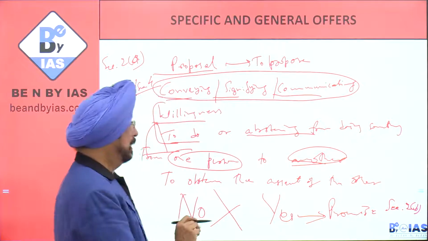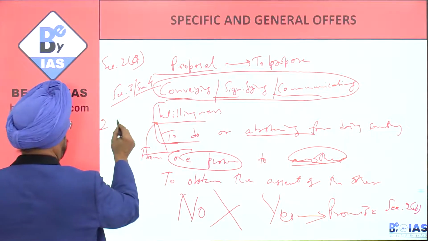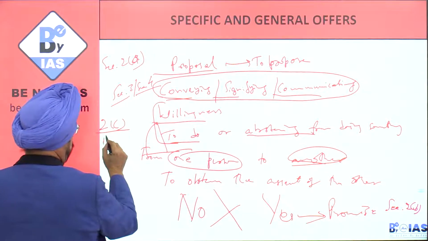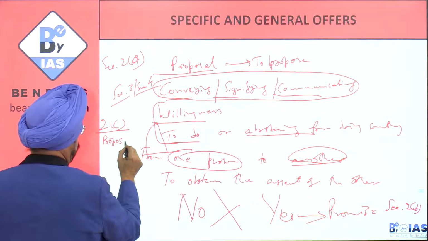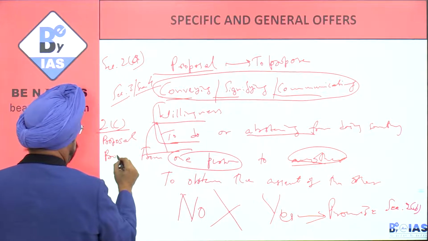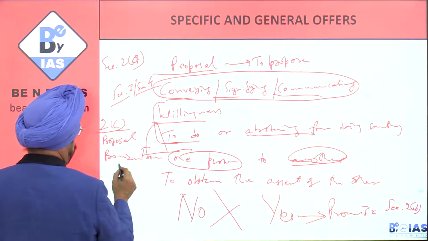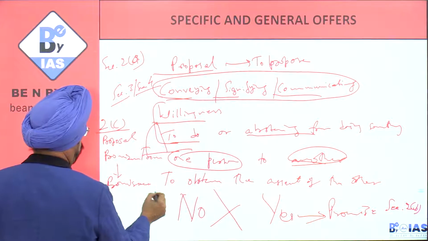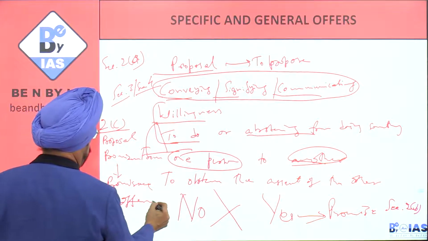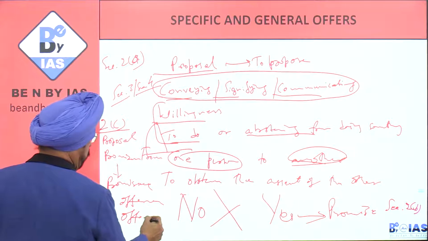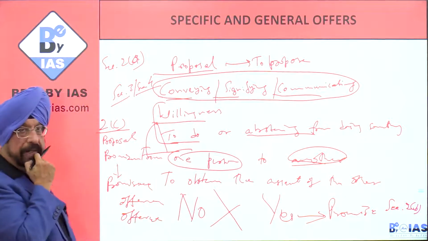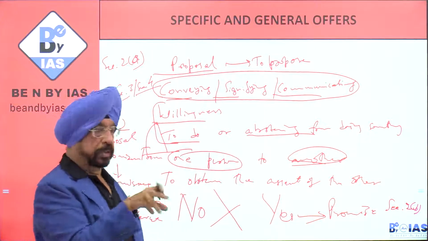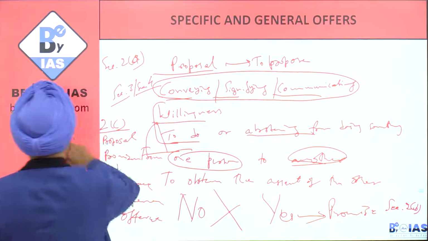Right? And then Section 2(c) also: the person who makes the proposal is called the promisor and the other person is called the promisee. We can also call them offeror or offeree. These words we will be using very frequently now, especially in today's session. Okay, so this is a quick recap of what we did yesterday.